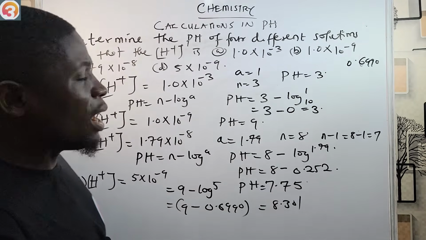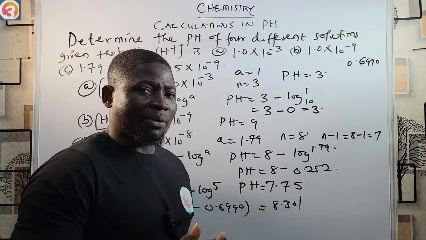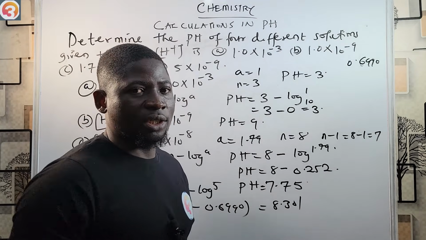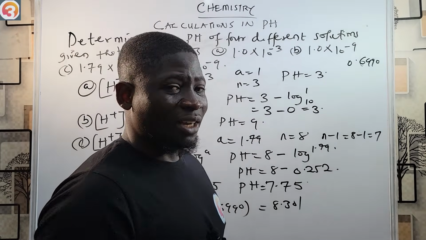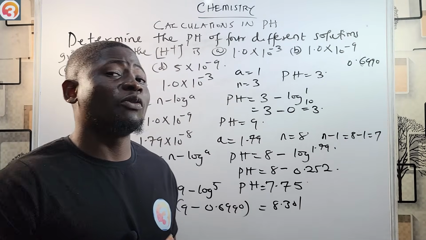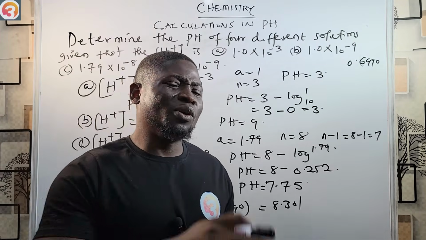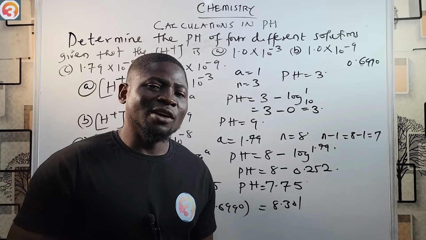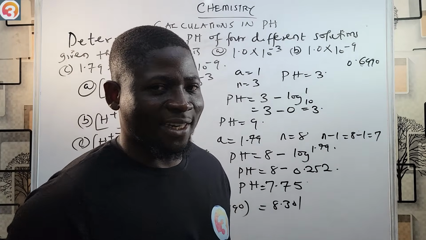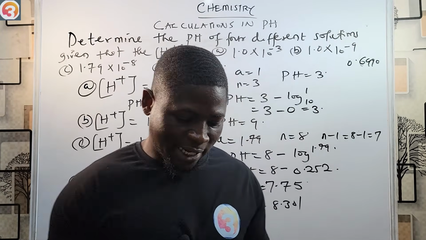So this is one way JAMB can set questions for you on pH. You'll be given the hydrogen ion concentration and be told to find the pH. Other times you'll be given the pH and told to find the hydrogen ion concentration. Whichever way, if you understand this, the next part of the calculation will not be difficult to understand. So let's quickly head back to that.